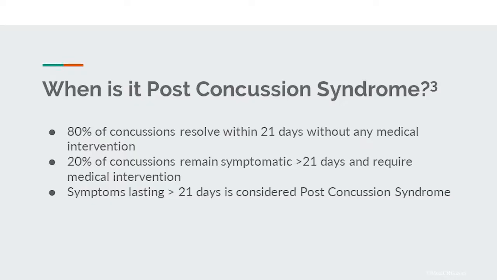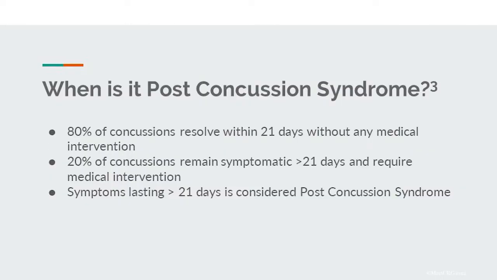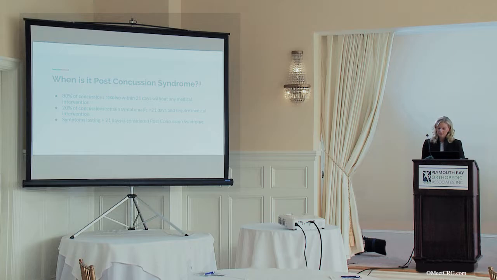So when is it considered post-concussion syndrome? 80% of concussions will resolve within the first 21 days, 3 weeks, without any medical intervention. So if you were to take a sample of 100 people, 80 of them would get better in about 3 weeks. 20% of them remain symptomatic after 3 weeks after their date of injury. When they have symptoms really 14 to 21 days, but greater than 21 days, that's when we consider it post-concussion syndrome, and that's when we really start to see some more of these athletes in our clinical setting.